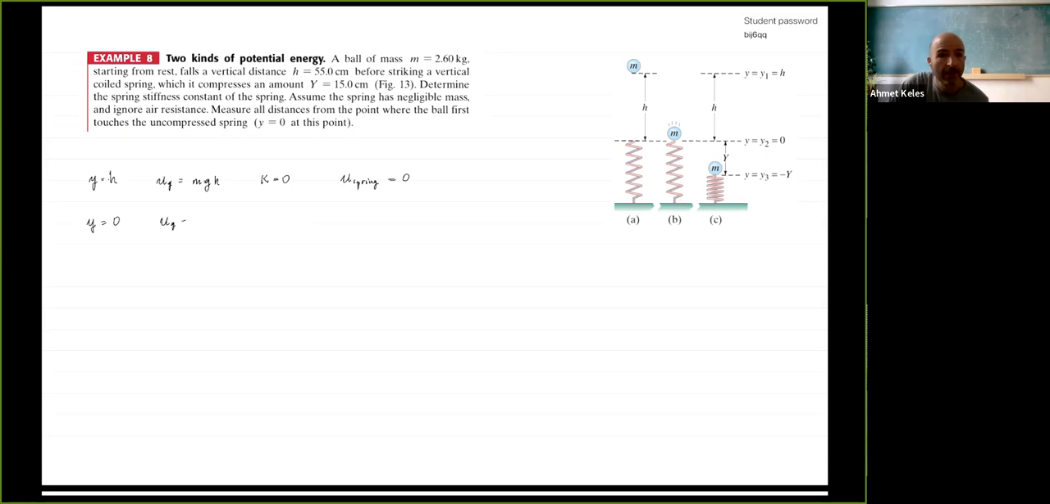Gravitational potential is 0. Kinetic energy is 1/2 mv squared. And U spring is equal to 0. From here, I can calculate that 1/2 mv squared should be equal to mgh. Cancel this and that. And v should be equal to root 2gh. Any questions, any objections?